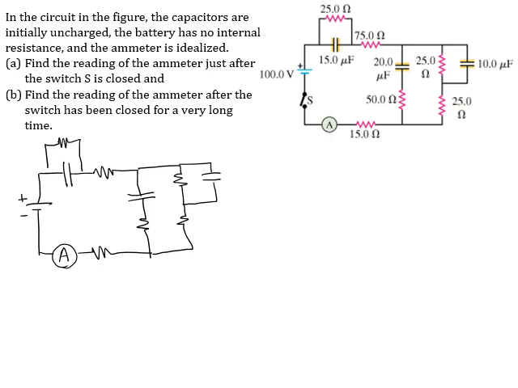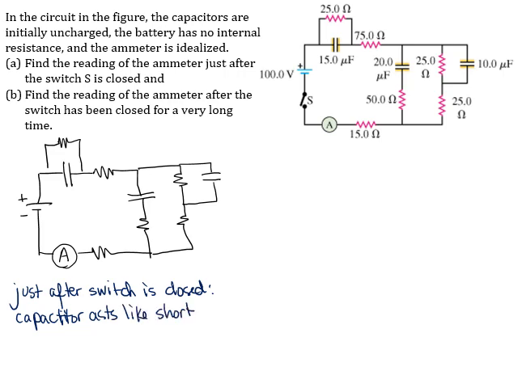Well, what happens is that just after the switch is closed, we know that we get a maximum current flow through our capacitors. It's easy for current to flow through the capacitors. That means a capacitor is like a short circuit as soon as the switch is closed. So if it's like a short circuit, it's just like a piece of wire.